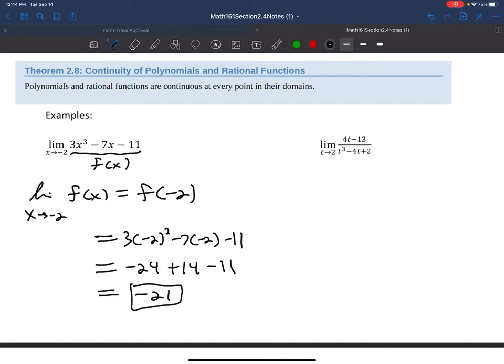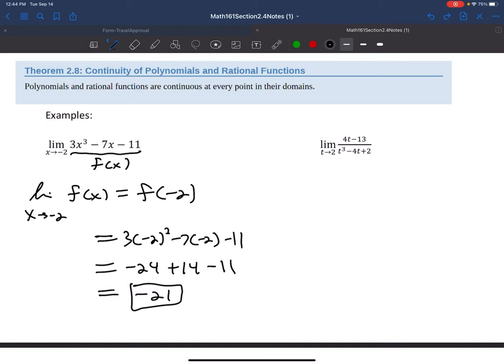Okay. Same thing here. The only glitch with rational functions is that it says polynomials and rational functions are continuous at every point in their domains. So remember that anytime the denominator is 0 for a rational function, that value is not part of the domain. So the only time we're going to run into a problem with direct substitution when we're performing a limit on a rational expression is when the value that we're substituting gives us a 0 denominator. So let's see if that happens in this case.